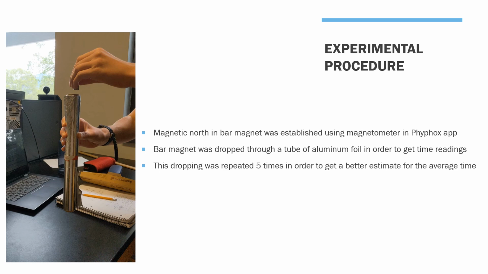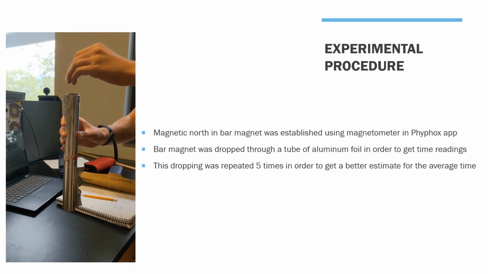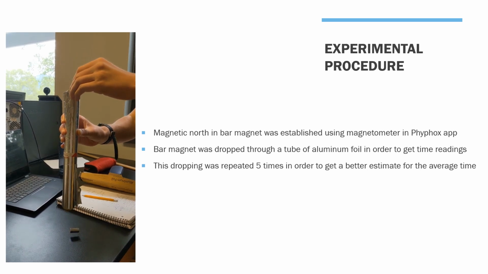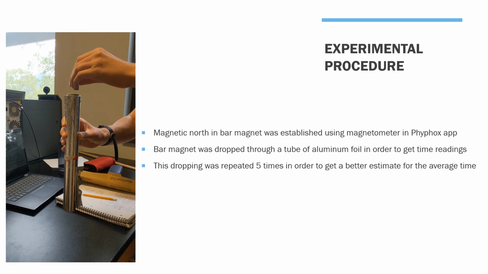So in the experiment, the magnetic north of the bar magnet was established using the magnetometer and the Firefox app on my phone. The bar magnet was then dropped through a tube of aluminum foil in order to get time readings, and the dropping was repeated 5 times in order to get a better estimate for the average time. And here's just one of those times. So as you can see, it fell kind of slowly.